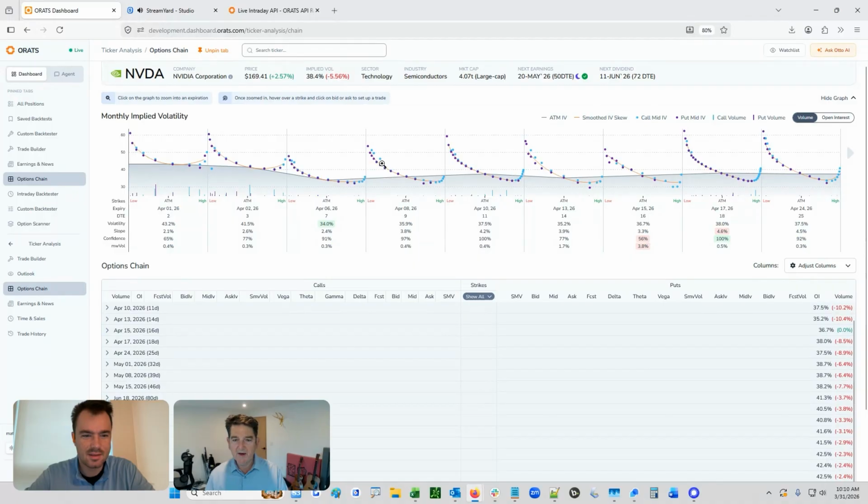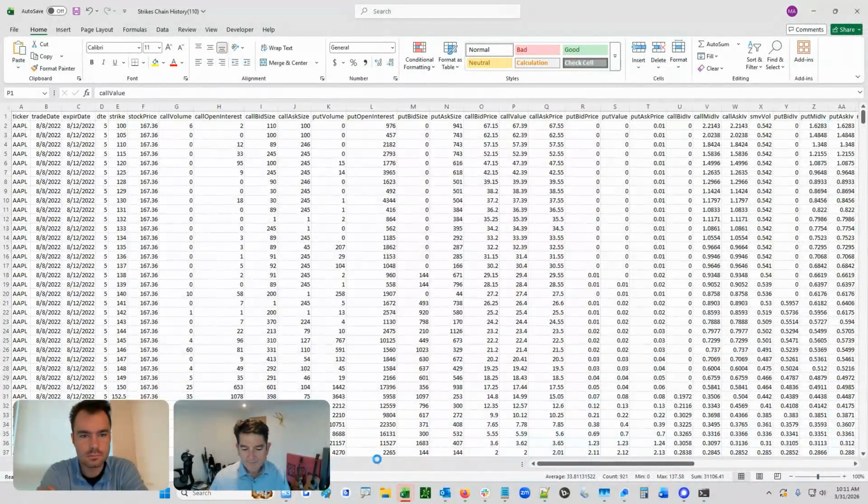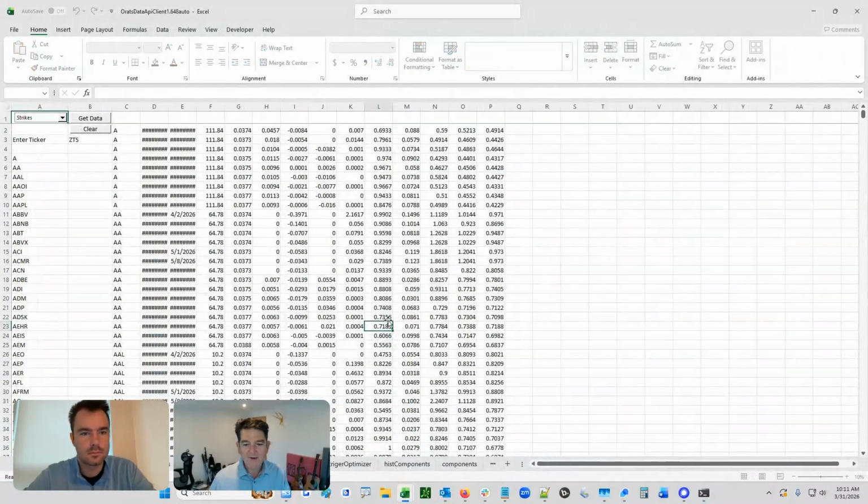The way that we do it is we draw the skew, and then we are able to draw a 50 delta at the money volatility that's very accurate. Some people just use averages around that, but we use the entire skew to get an average around the 50 delta, and that's why we have such good volatilities per expiration.